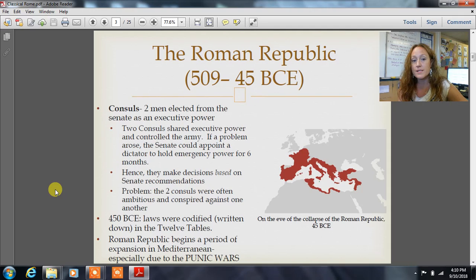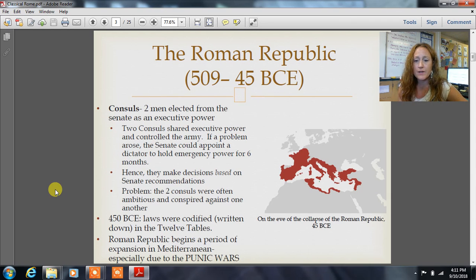If a problem arose, the Senate could appoint a dictator to hold emergency power for up to 6 months. In a time of crisis, they didn't want issues of two consuls disagreeing with one another, so you create a temporary dictatorship so that decisions can be made more effectively and quickly. Sometimes dictatorships are seen during a time of crisis as being more efficient for that reason. The problem: the two consuls were often ambitious and conspired against one another, and that's exactly what happens with Julius Caesar. He will be elected consul, eventually have the other consul assassinated, and emerge as leader of the Senate.